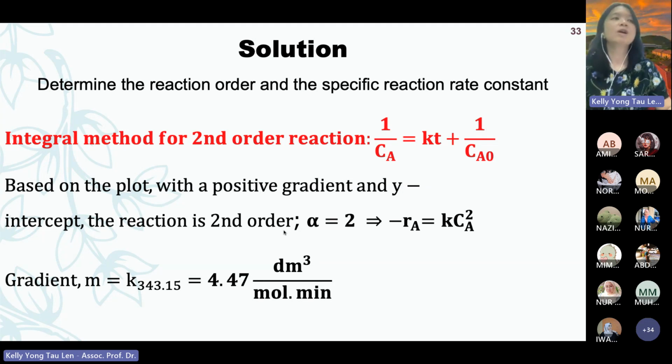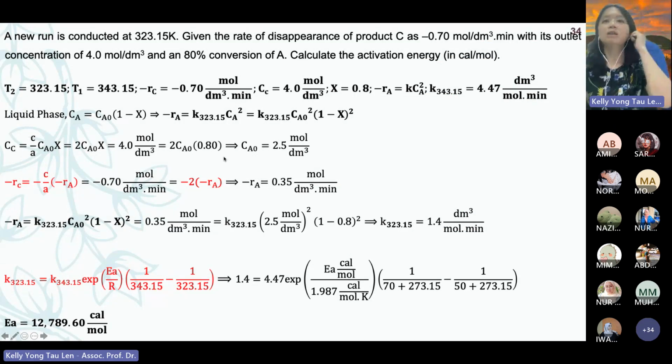Tapi remember I told you, soalan dia takkan berhenti setakat tu. Sebab sekarang apa yang kamu dapat daripada part A, you will use in part B. So part B ni boleh soalan daripada chapter-chapter yang sebelum ni. Chapter 2, chapter 3, chapter 4. So that's why it's important you understand how it's being used. Right, so let us go to the part B. A new run is conducted at 323.15 Kelvin.